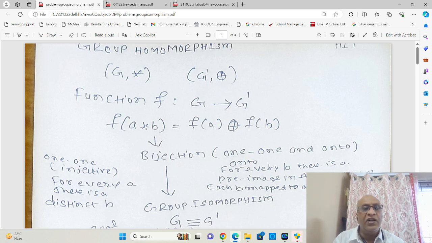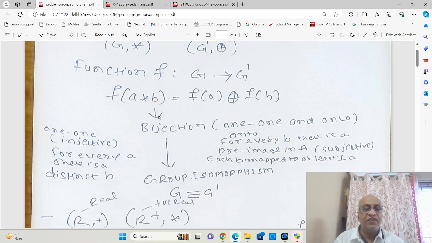Here the binary operation on the left is related to this set, and the binary operation on the right is related to that set. Once homomorphism is proved, we have to prove the bijection relation. Which function will be a bijection function? It will have two properties: one is the one-to-one property, and the other is the onto property. The one-to-one property is called the injective property, and the onto property is called the surjective property.